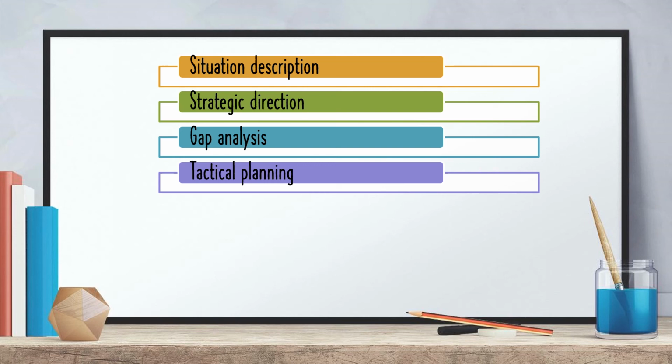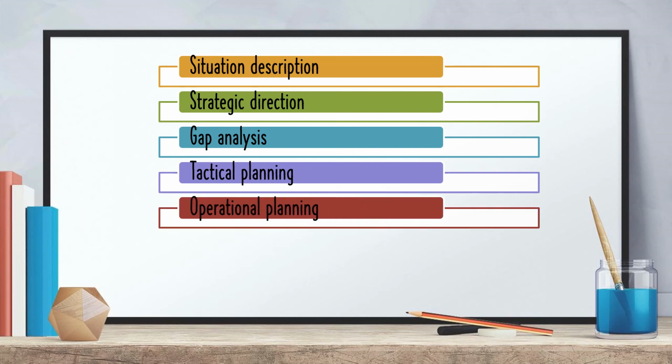Next one, we have operational planning. So what is the difference between strategy planning, tactical planning, and operational planning? So strategy planning takes 3 to 5 years. It is for the whole business, so meaning that it is a long-term strategy. So in tactical planning, it takes only 1 year or less.